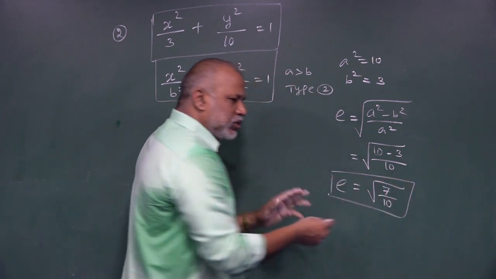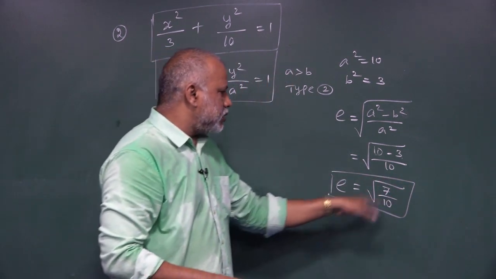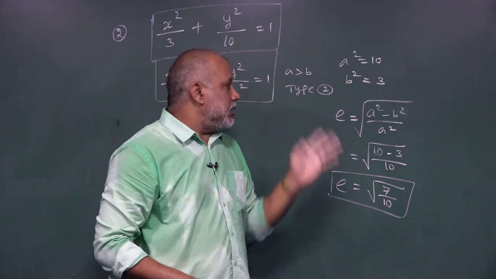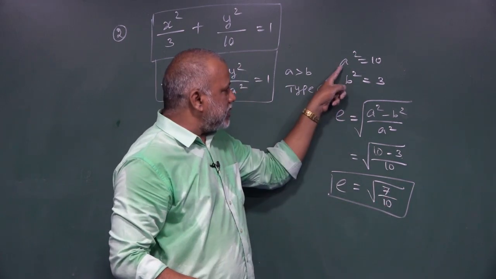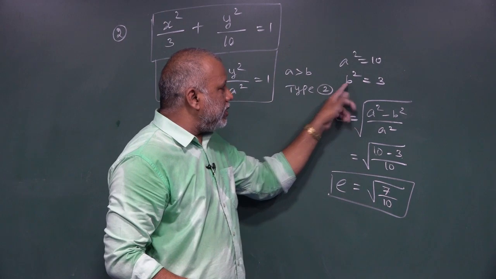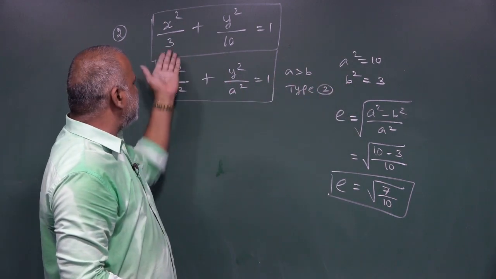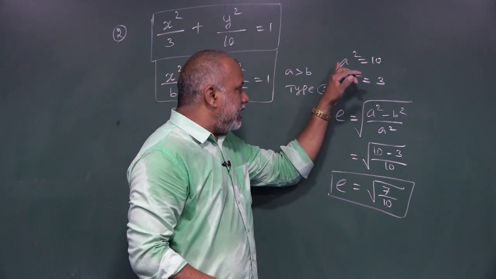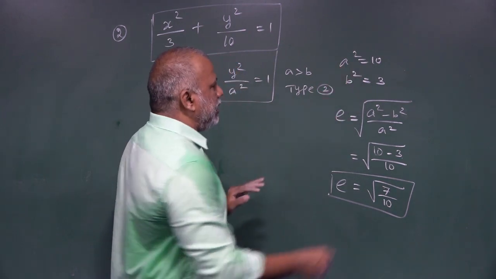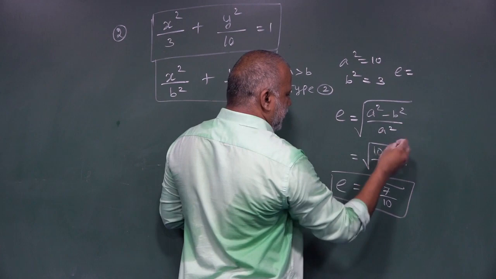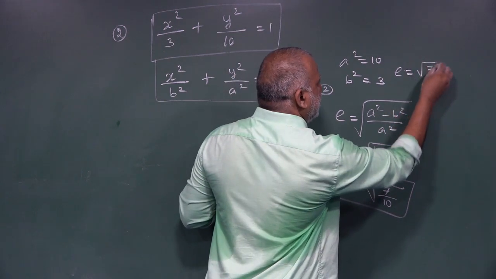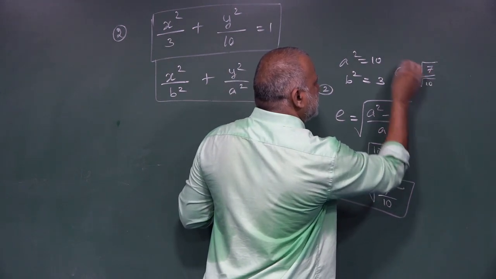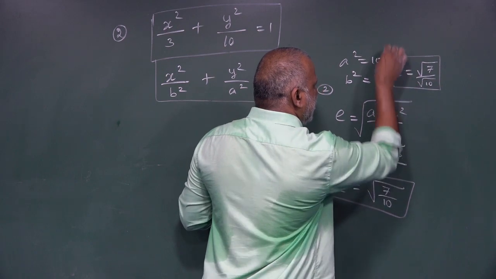So now we are not able to take the root, but we can say square root of 7 by 10. So we need e. So a squared worked out, b squared worked out from the data, a squared here, b squared here, type number 2. Then we need a squared, b squared, e. E equal to root 7 divided by root 10. I can write like this.